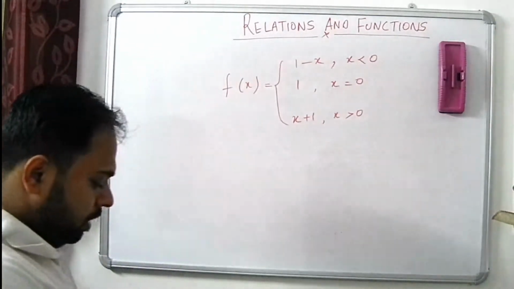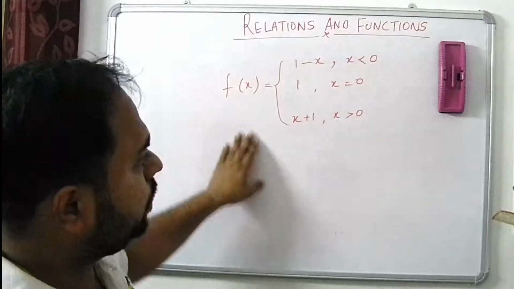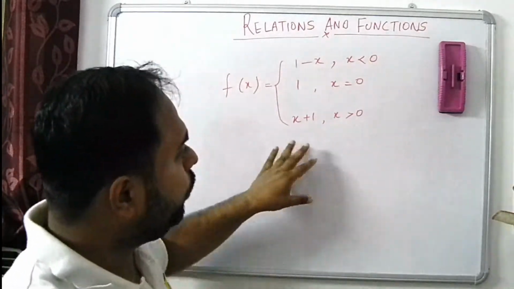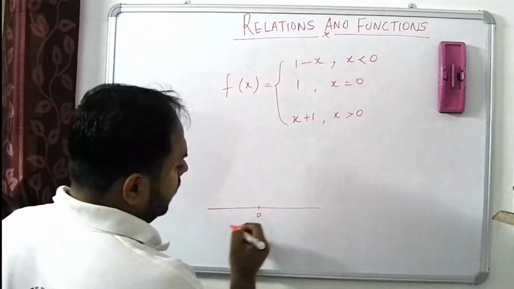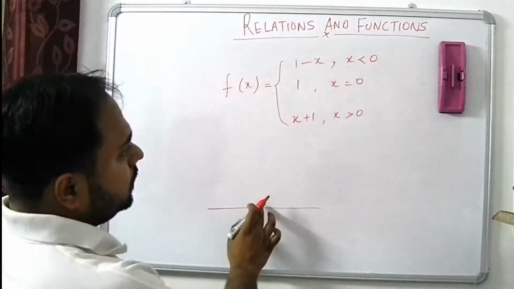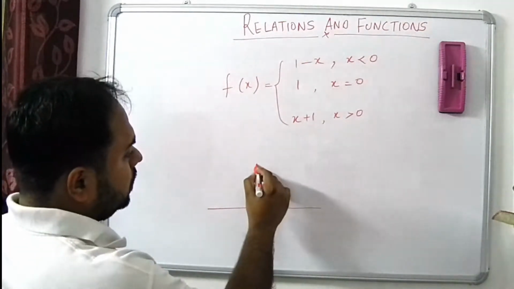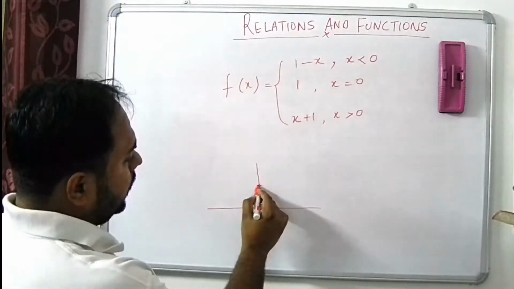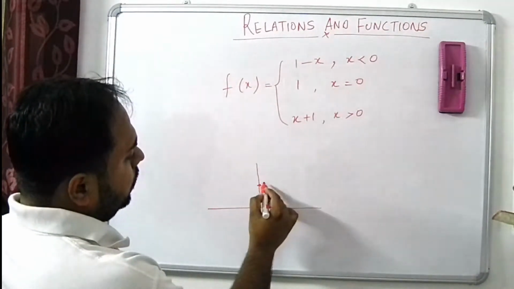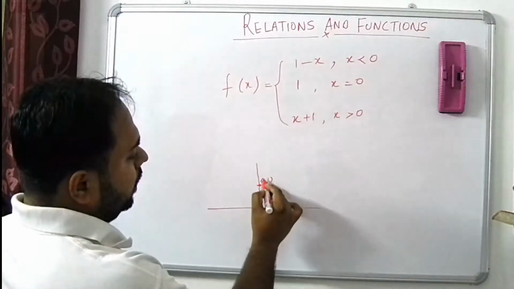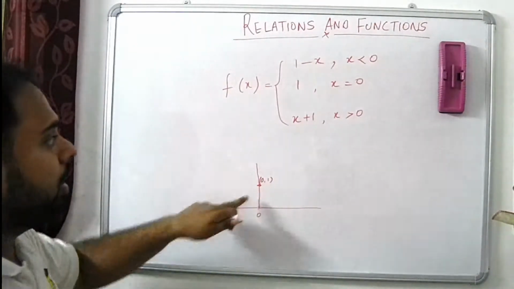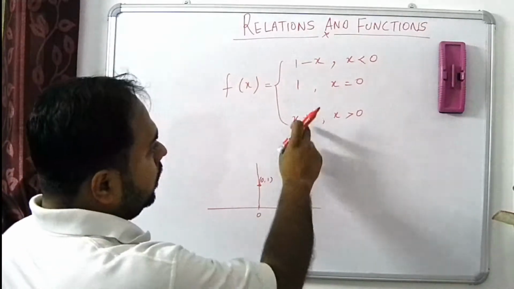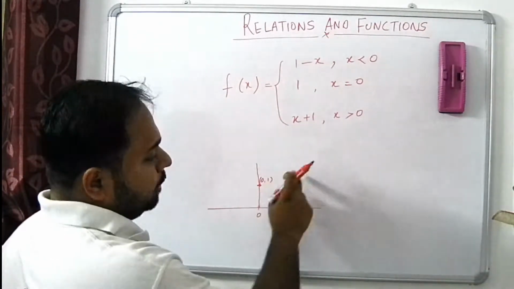So what does it mean? x is a variable, you can put real values. Suppose this is 0. Whenever the value of x is this, the value of the function at this point is 1. So say this is the point (0, 1). Whenever the value of x is 0, the function value is 1. But when x is greater than 0, then it's x plus 1.